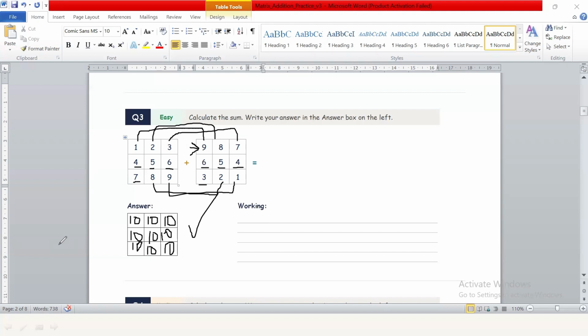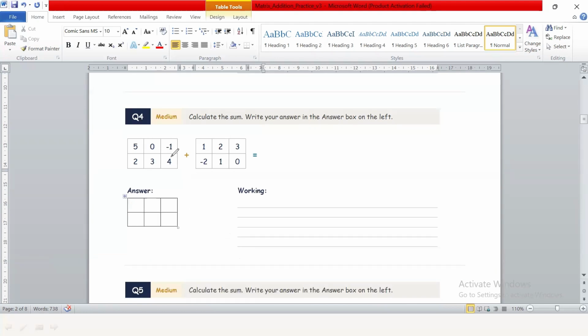Okay, so let's do this one as well. We have 5 adding 1, which should give us 6. Of course, we know that this is a 2 by 3 matrix. So we have 5 adding 1, and then we have 0 adding 2, which is 2. We have negative 1 adding 3. Negative 1 plus 3.